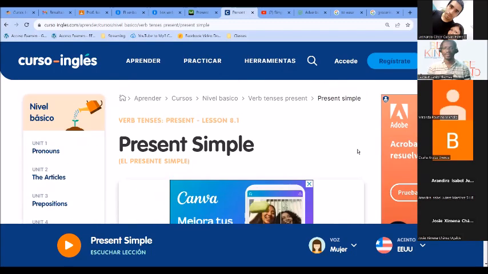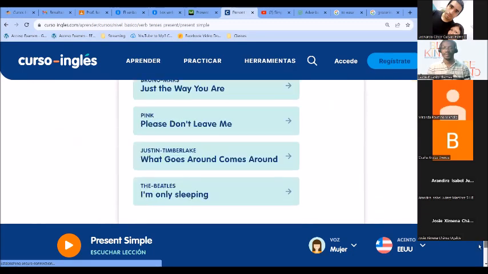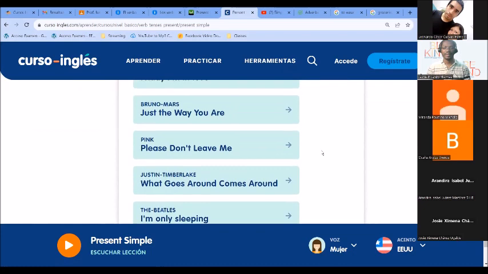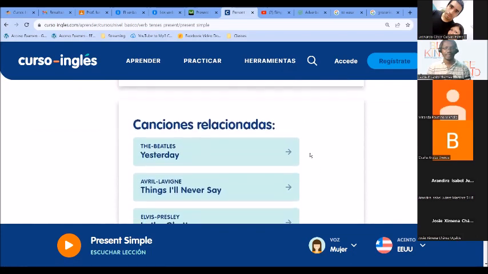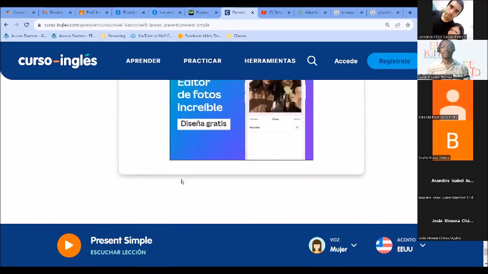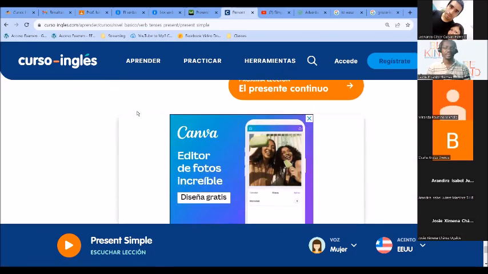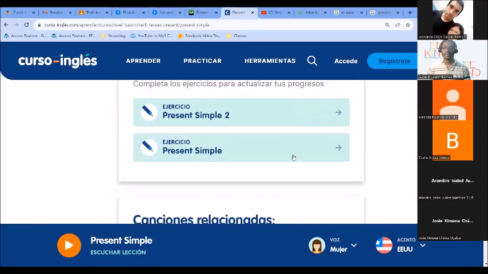I think the page is duplicated. Indeed. There are some songs that you guys can listen to afterwards as well. And in terms of practice, let's do one of these, and we'll also do one of these.